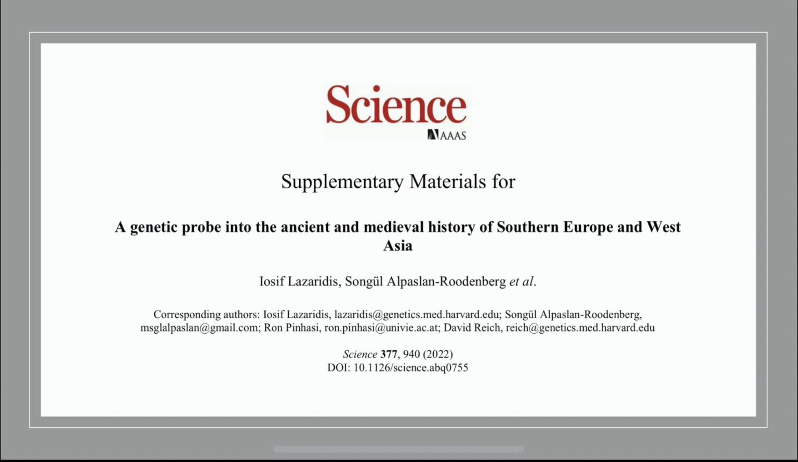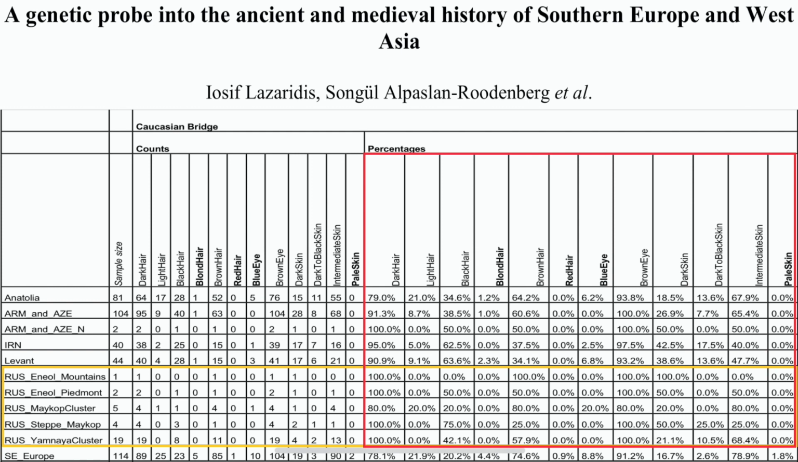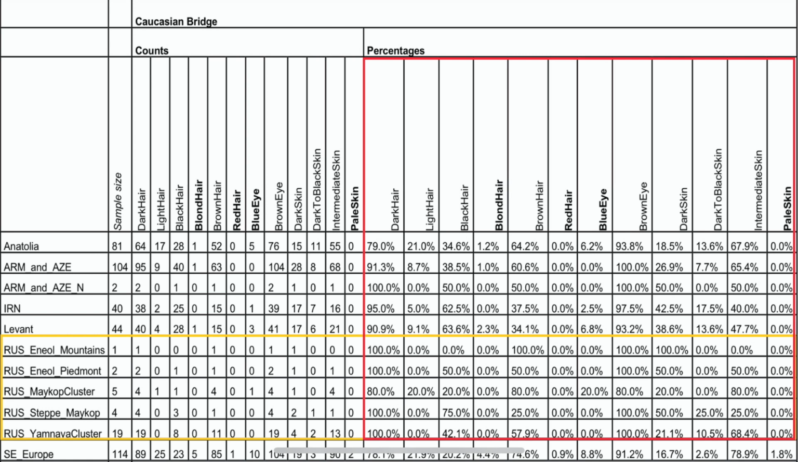According to the paper titled Supplementary Materials for a Genetic Probe into the Ancient and Medieval History of Southern Europe and West Asia, as you can see in the yellow box, Russia Maykop cluster, Russia steppe Maykop, Russia Yamnaya cluster, etc. All of those are Proto-Indo-European populations, the earliest, the first Indo-Europeans. And in the red box, you should see percentages that say dark hair, light hair, black hair, blonde hair, brown hair, red hair, blue eyes, brown eyes, dark skin, dark to black skin, intermediate, and pale skin. When it comes to the first Proto-Indo-Europeans, they have zero pale skin, as you can see.